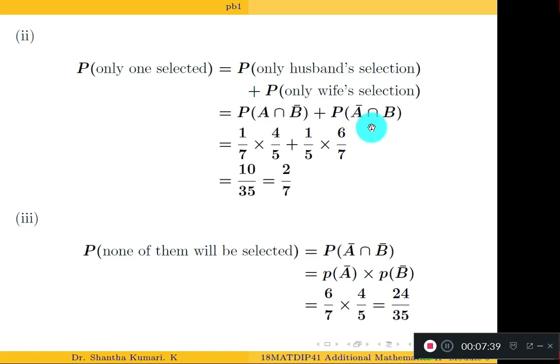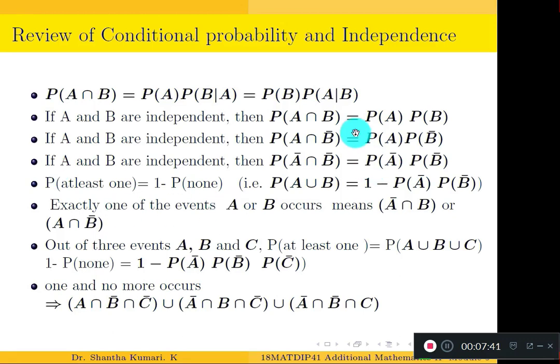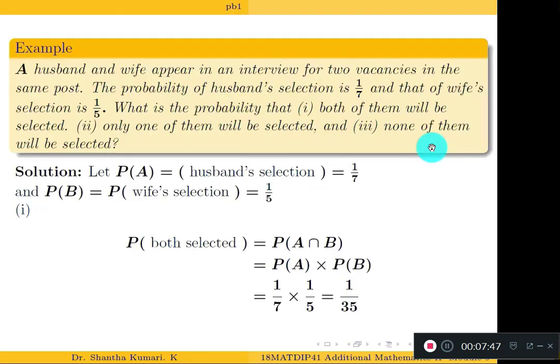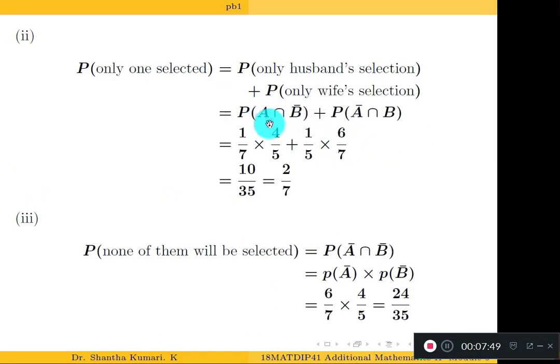If A and B are independent, what about A and B complement? We are just multiplying the probabilities. Same idea we use here. Multiply the probabilities: P of A into P of B complement. You can write one more step after this. I am just dictating now. P of A into P of B complement plus P of A complement into P of B.